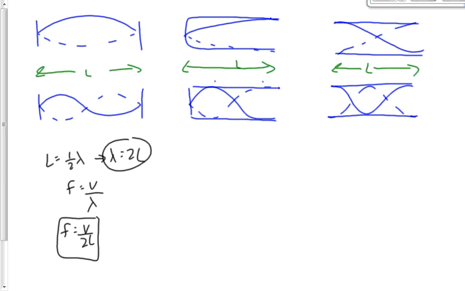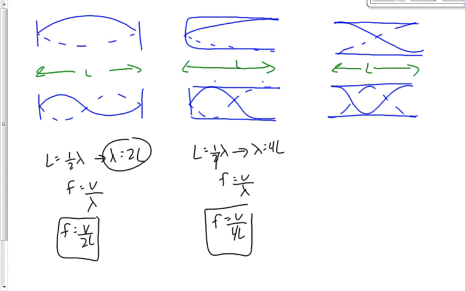In that case, the length of the wave is 1/4 of a wave, 1/4 of lambda. We're going to rearrange that to solve for lambda. It becomes 4 times L. If F is equal to V over lambda, then F would be equal to V over 4L. So V over 2L when you get two ends that are fixed, V over 4L when you get two ends that are different. Let's go to the third one.